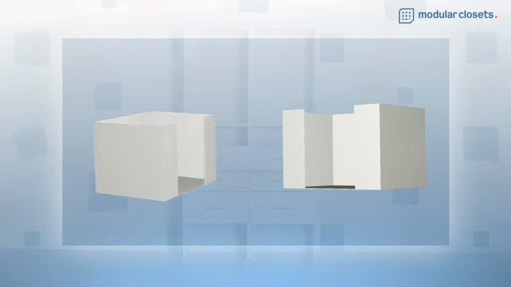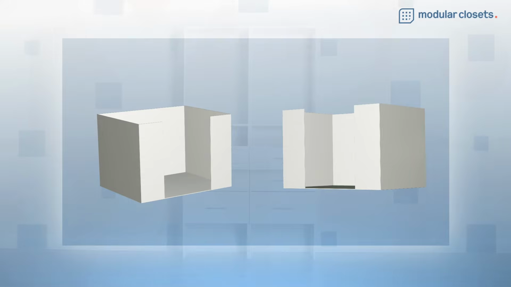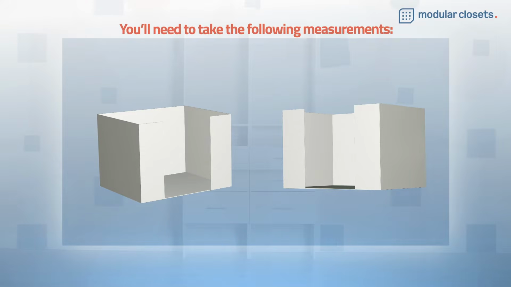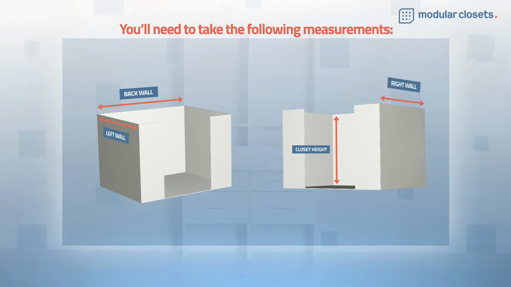Next, measure each wall of the closet or space you'll be designing, and put the numbers down in your notepad. You'll need to take the following measurements: your closet height, back wall, left wall, right and left return walls, and door length.